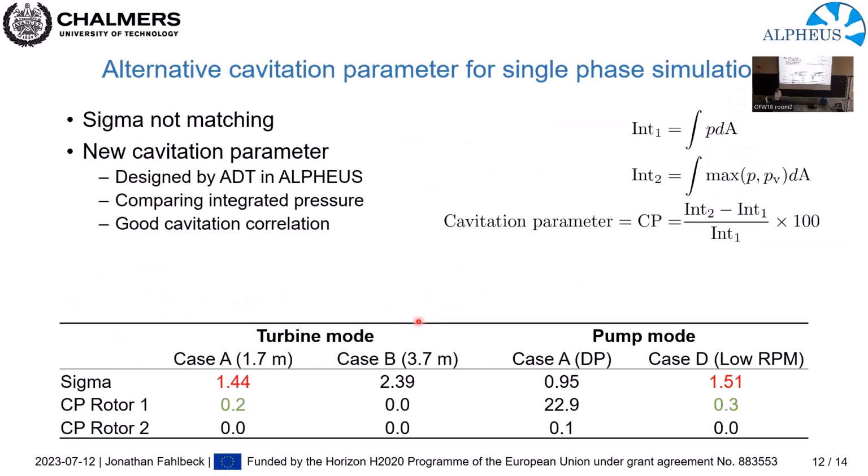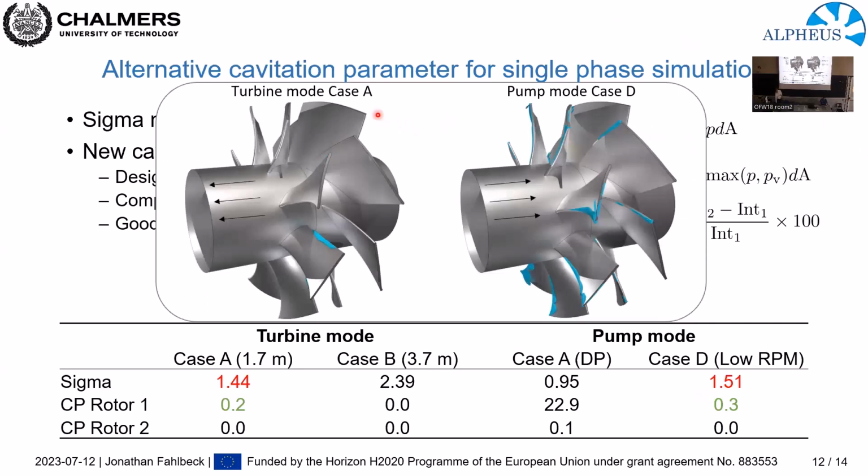And then going into the final slide of the presentation, what we can see is that when using this sigma number, there is actually some mismatch. So if we look at case A, we can see that case A actually has a lower sigma number compared to case D. But if you remember, this is case A in turbine mode, and this is case D in pump mode. You can see that in case A we have a lower sigma number, whereas in case D we have a higher sigma number, even though we clearly have more cavitation in case D.